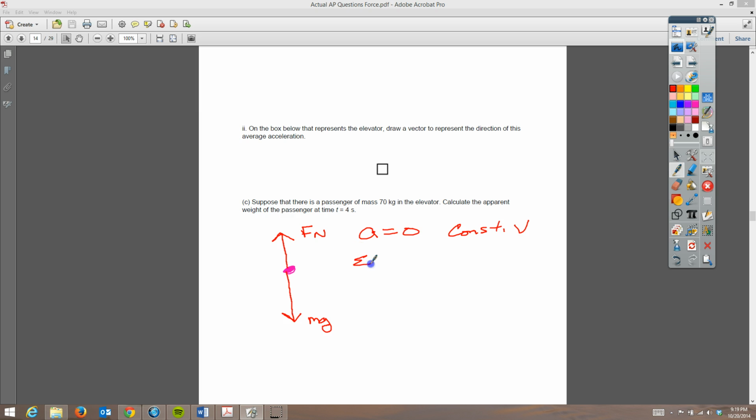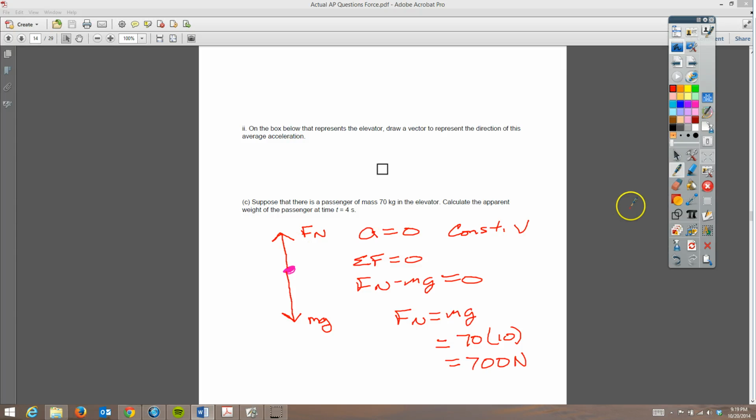So for this one, because the sum of the forces is equal to 0, we can say that the normal force minus mg is equal to 0. And that just means that the normal force is equal to the mass times gravity of that person. The mass is 70 kilograms. We know gravity is 10. And so this person has a weight of 700 newtons, at least they think they do, when they're on the elevator as it's traveling at a constant speed in the downward direction. So that one really isn't too bad. And that is the end of the problem.